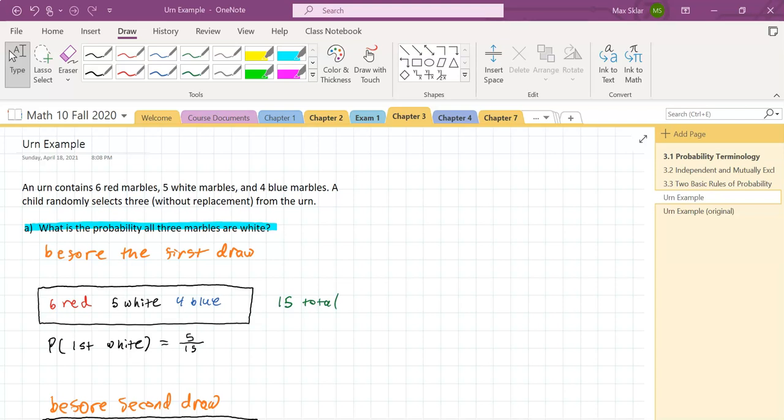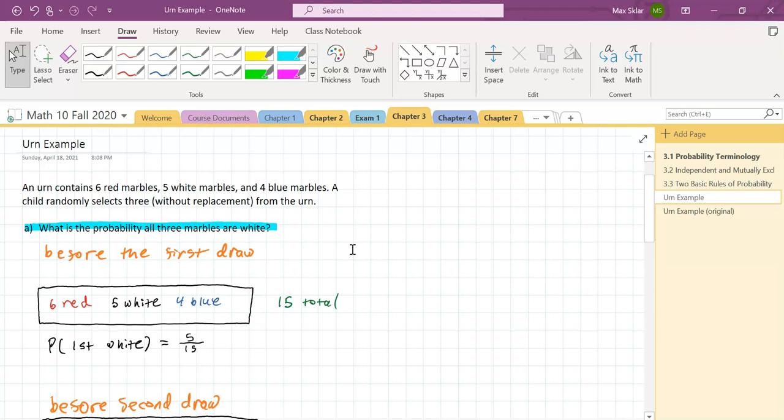Okay, in this video, I would like to look at an example of an urn problem. The problem states an urn contains 6 red marbles, 5 white marbles, and 4 blue marbles. A child is going to randomly select 3 marbles without replacement from the urn. I want to answer 3 questions. What is the probability that all 3 marbles are white?